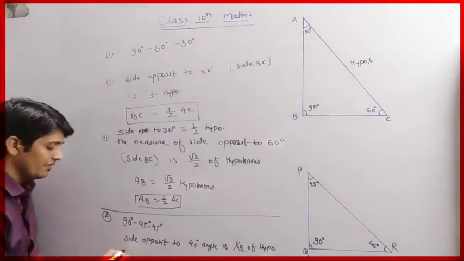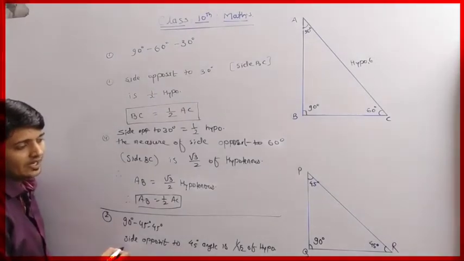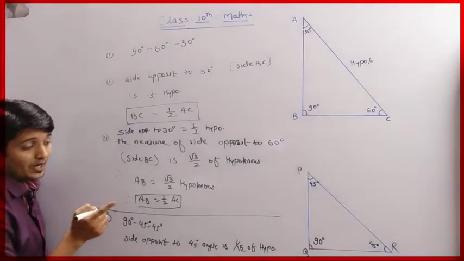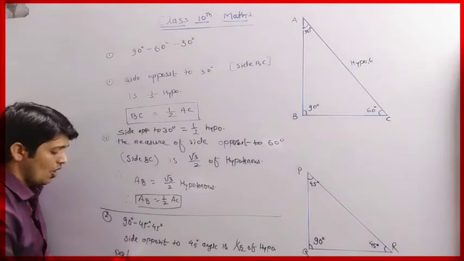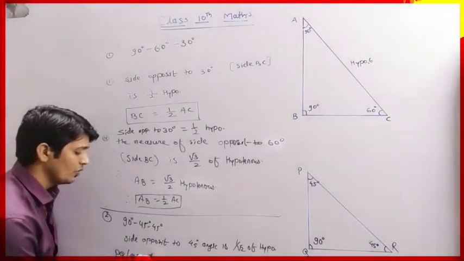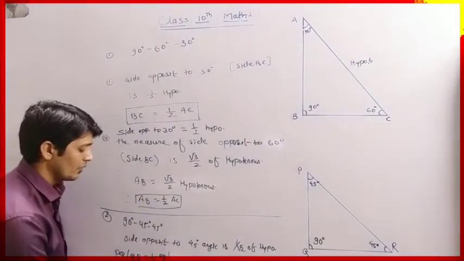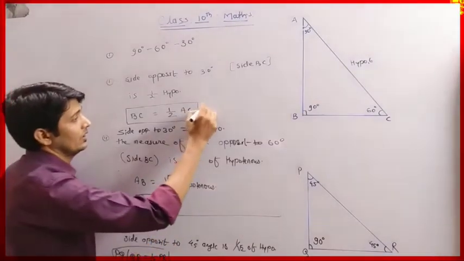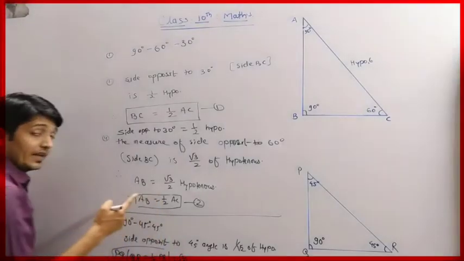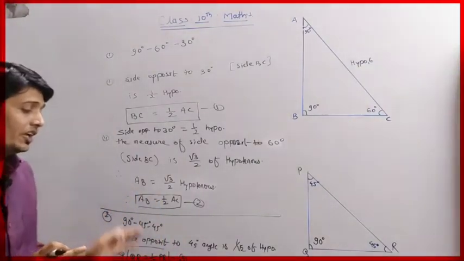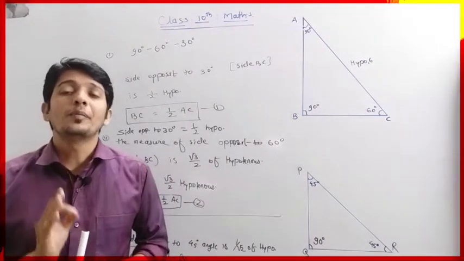Okay, so here directly we can write that the hypotenuse is PR and the sides opposite to 45 are PQ and QR. So the measure of side PQ, or QR you can take, is equal to 1 by root 2 of the hypotenuse PR. Okay, so this is number 1, this one is number 2 and this one is number 3. Those three equations are going to be used in our solved problems as well as in our practice set.